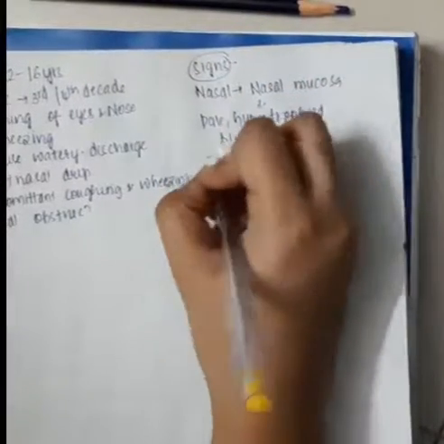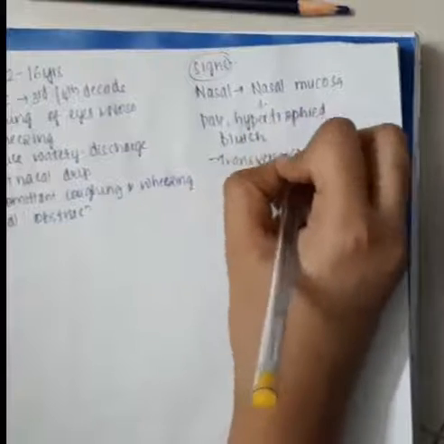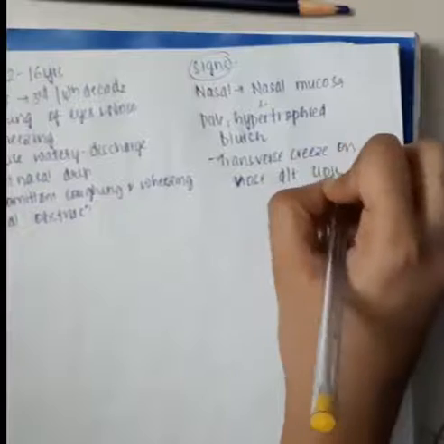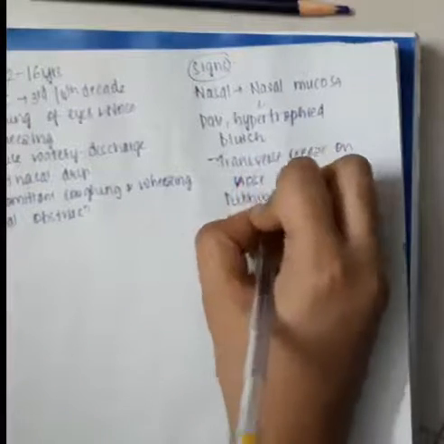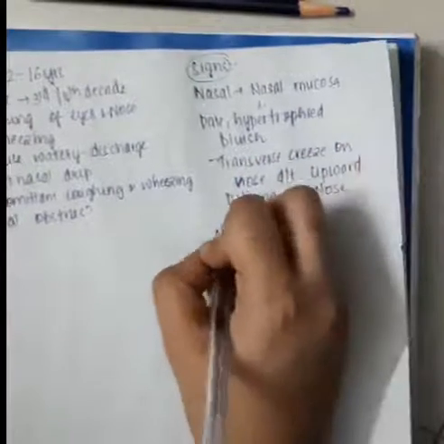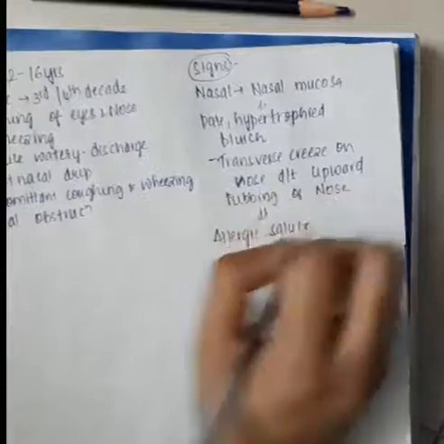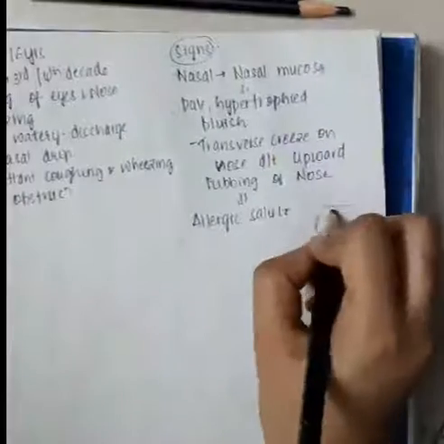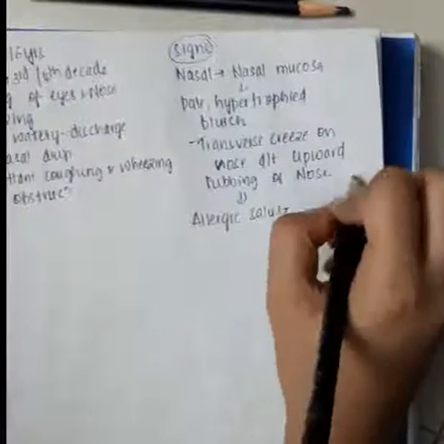Then there is a transverse crease present on the nose. This transverse crease is due to upward rubbing of the nose, where you see the allergic salute. This is the allergic salute which you see.